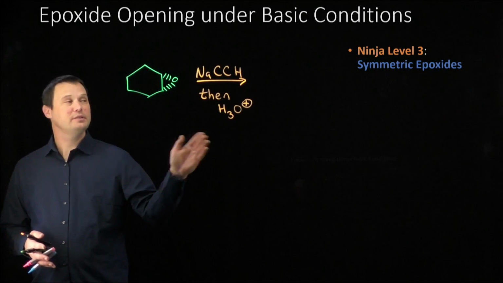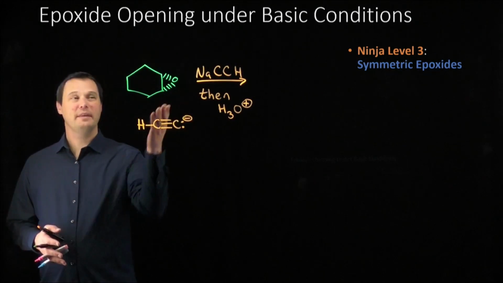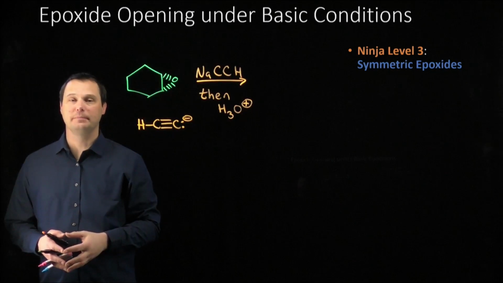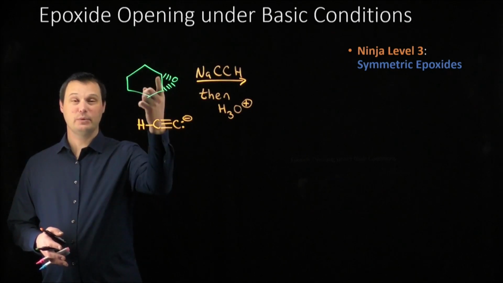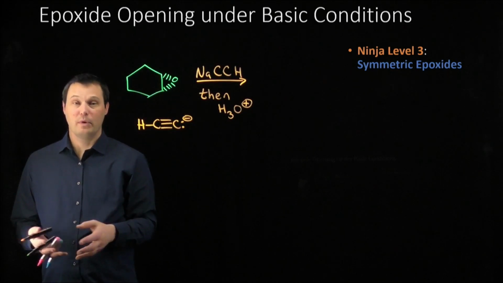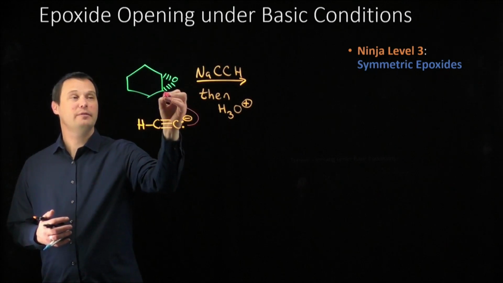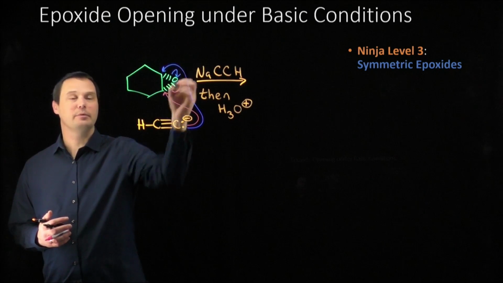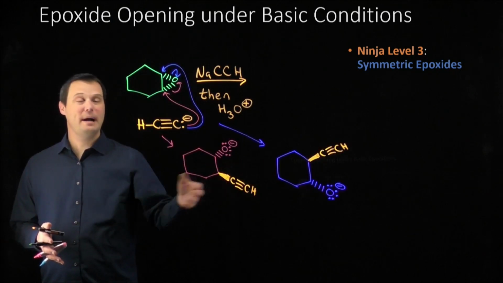Ninja Level 3 looks at the implication of a symmetric epoxide. With a symmetric epoxide, neither side of the epoxide is more or less substituted. So how will a nucleophile know which side to attack? It will attack both, without preference. Some of the time, the nucleophile will attack one of the carbons, and some of the time, the nucleophile will attack the other carbon. And that will form a mixture of two possible intermediates.